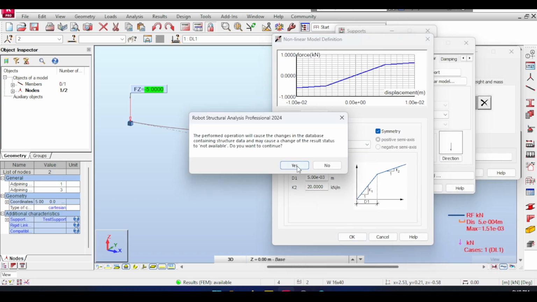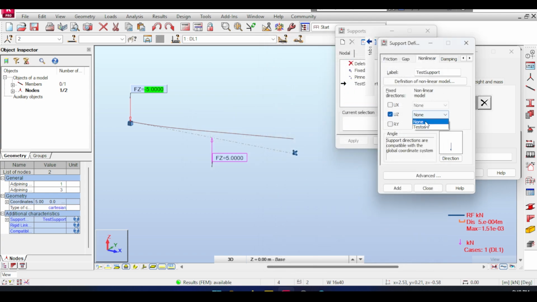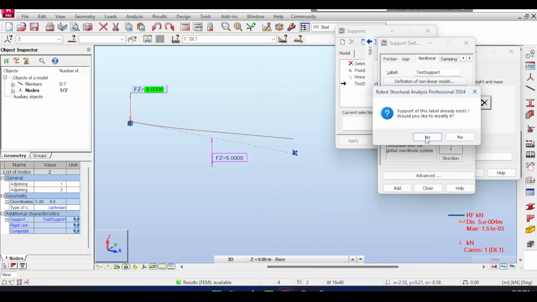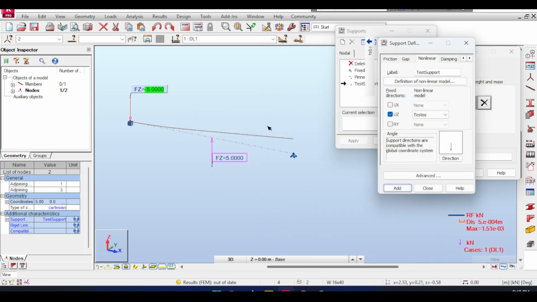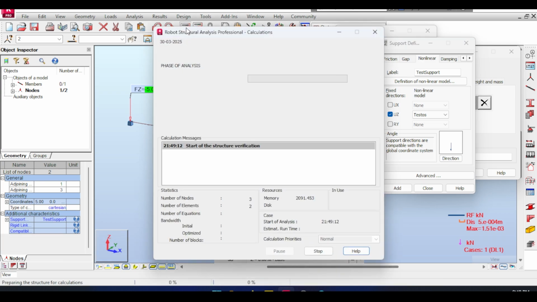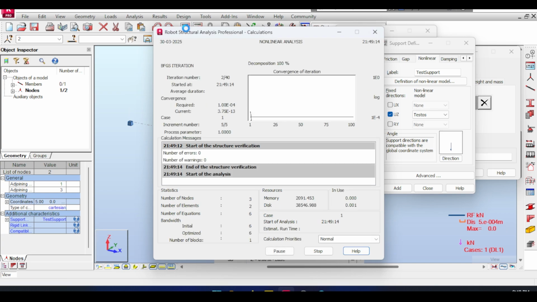So now we have defined the Tensos model, which I can select now, and I'll save this nonlinear support. So now the support is nonlinear. If I run the analysis, I will get the linear reaction, by the way. You won't believe it. I will show you.